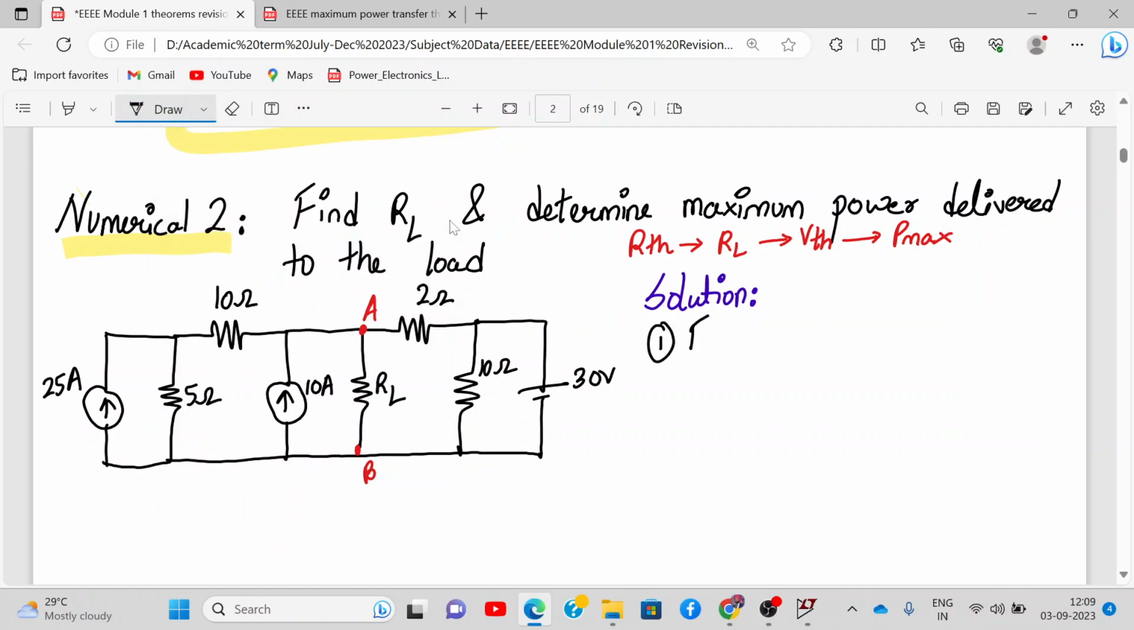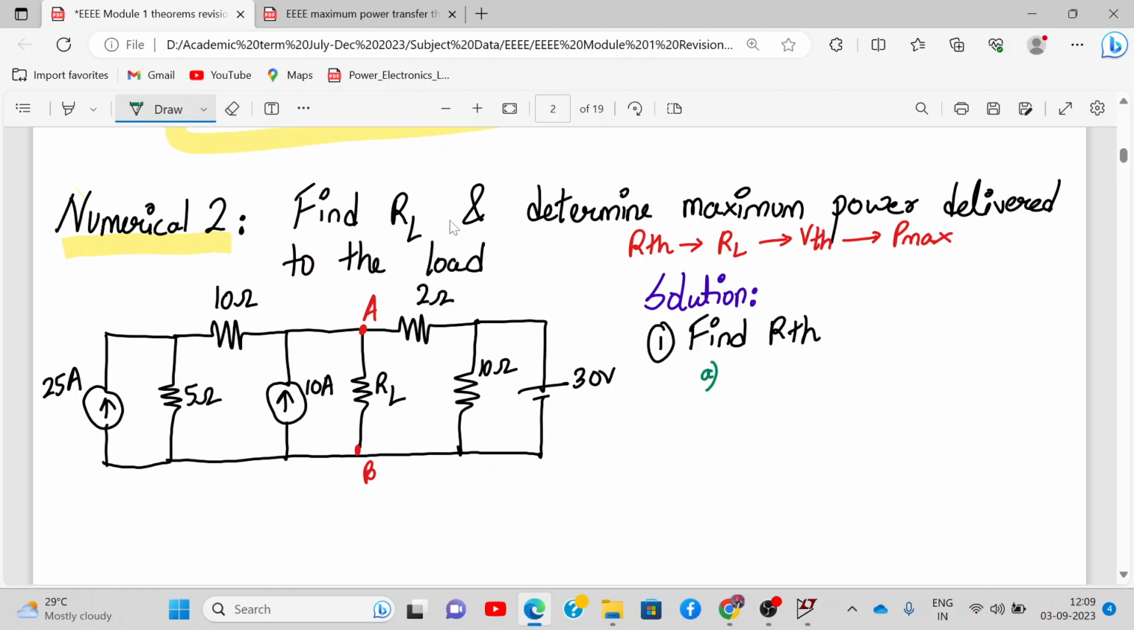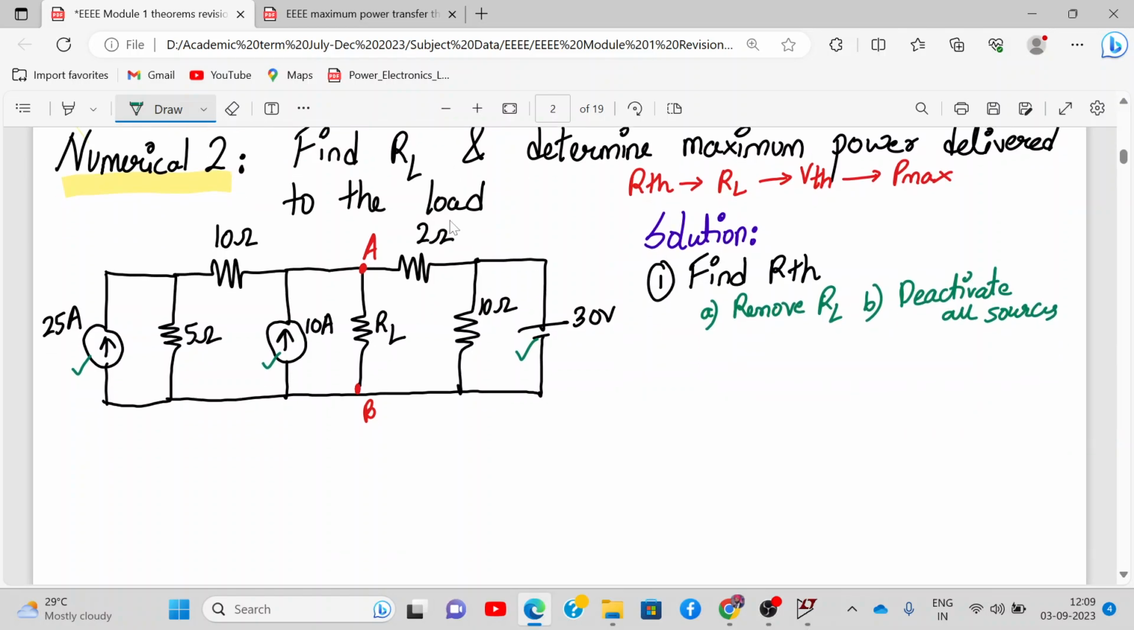Now first we'll find RTH. So always it's a good habit to write down what we'll do to find RTH. RTH, we will remove RL, and second thing is deactivate all sources. So how many sources are there? 1, 2 and 3. All right. So let's draw it together. So what happens to current source when we deactivate it? Open circuit, right? So this is open circuited.